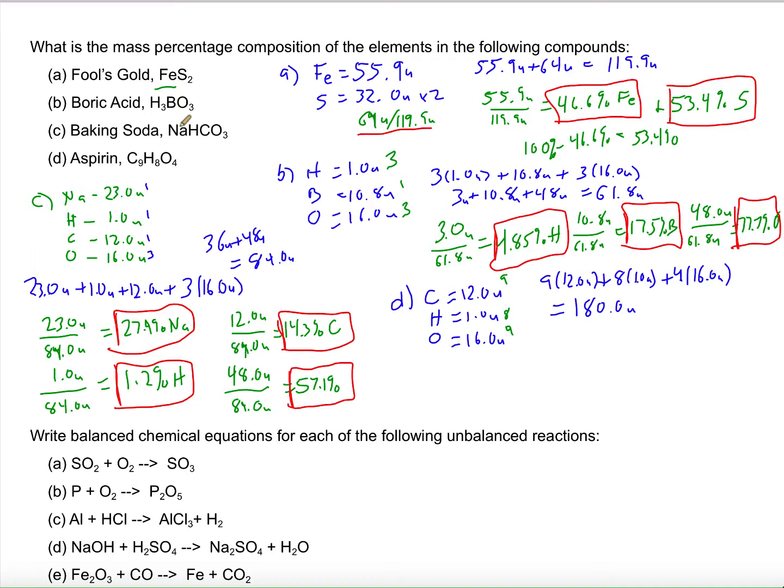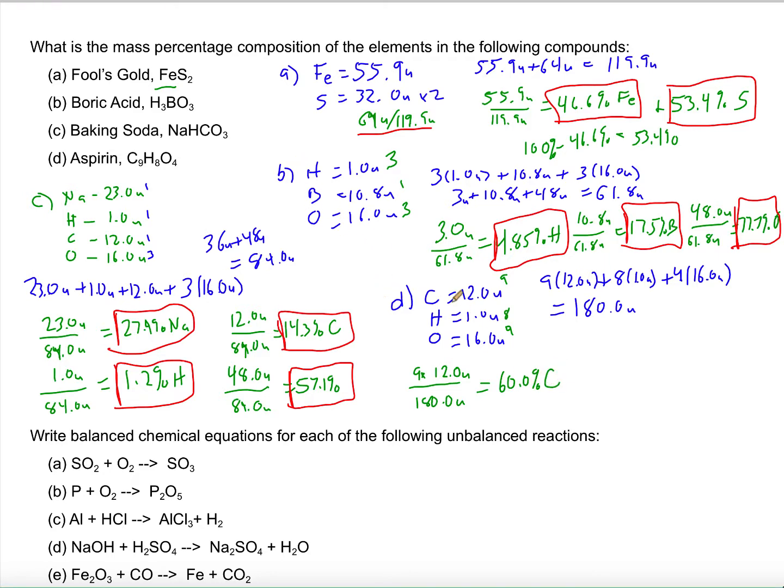Carbon would be, we would take 9 times 12. So 12 is the weight, and there are 9 of those, so 9 times 12, and divide that by the total weight of 180 units. 9 times 12 is 108, and 108 divided by 180 multiplied by 100 will give you 60% of carbon.